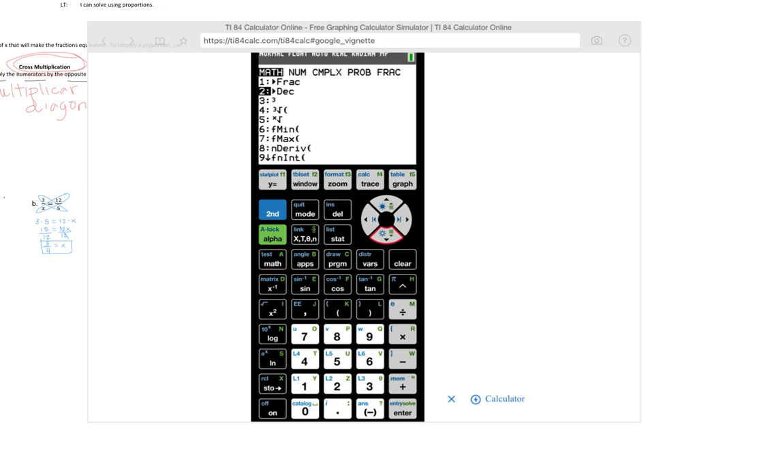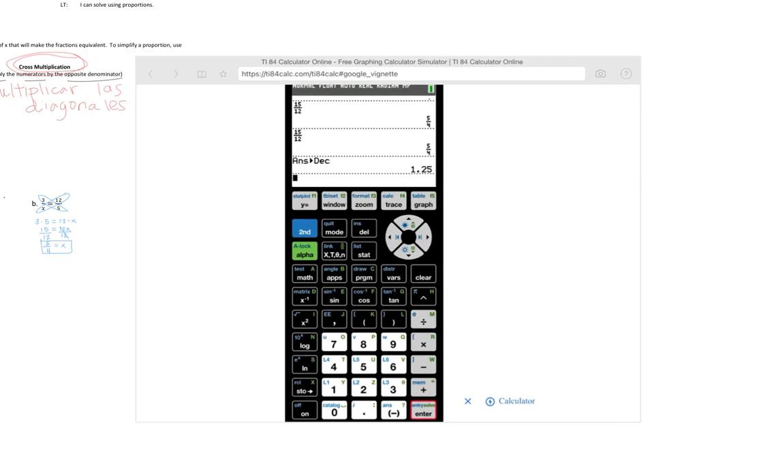So I'm going to click 2 for decimal, and I want my previous answer to be given as a decimal. So I can go from fraction to decimal if I wanted to. Okay, so again, let's do what we did at first. Alpha, y equals 1 gives me the fraction form.